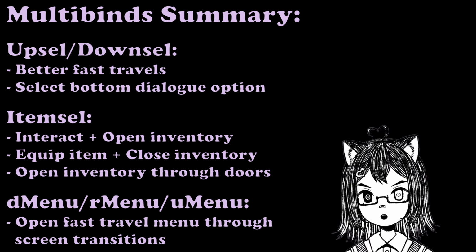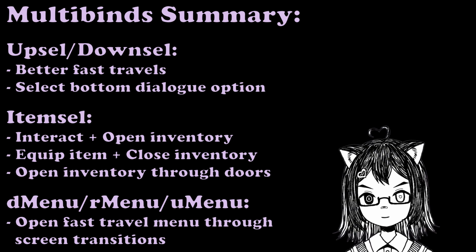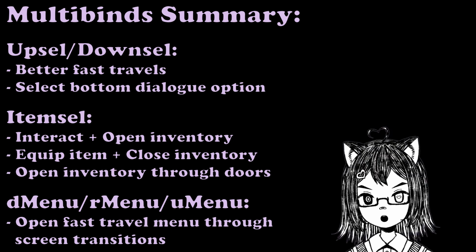Yeah, that should be all of the multibinds you need for advanced running, except for the ultra menu button, which we'll cover in the next video.